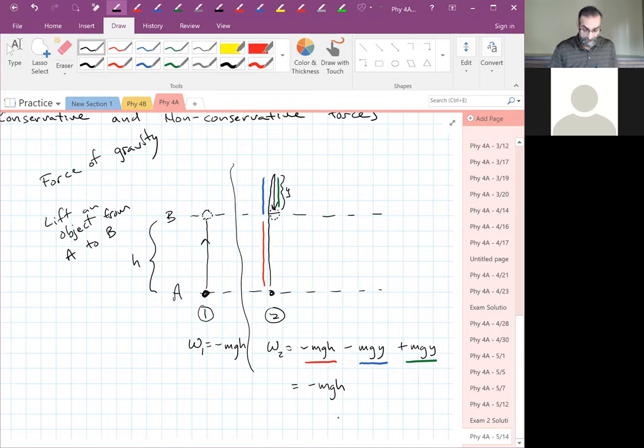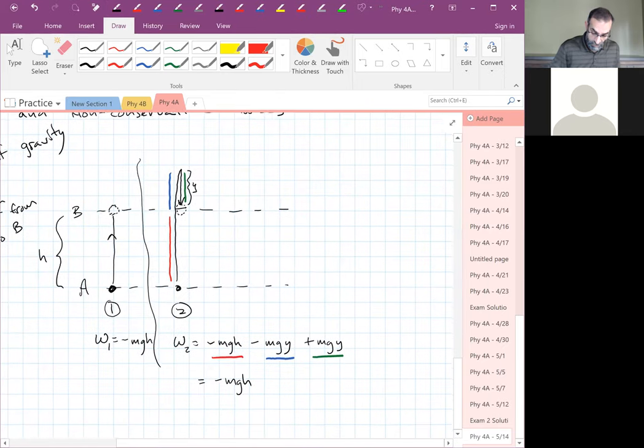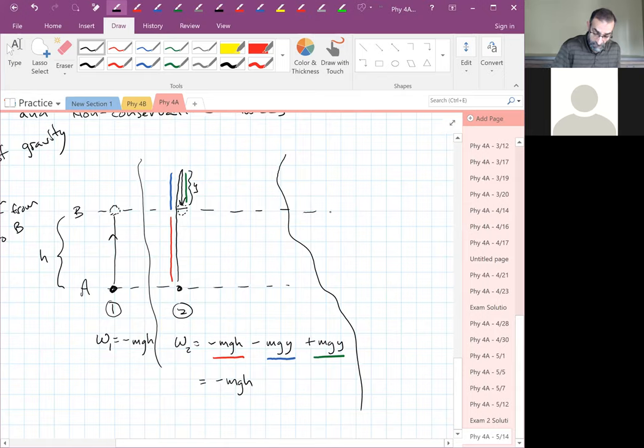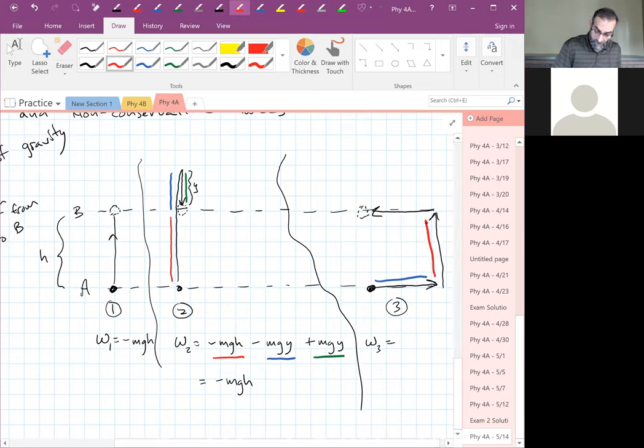Let's do one more. I guess I'm just gonna move over a little bit and add another one here. So we're gonna start here and we'll move, how about we go this way and then this way and then this way and we end up here. So we've lifted it from A to B, height A to height B, but we've taken this different path. We're gonna call this path three. And the work done for path three is going to be the work done for this blue section, right? Plus the work done over the red section there, plus the work done on that green section.